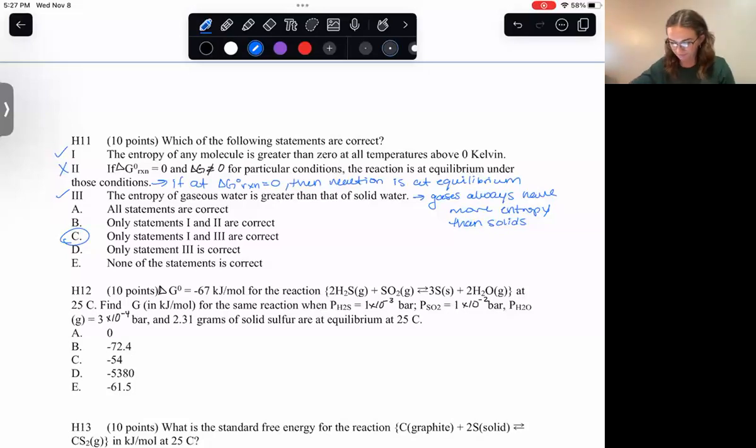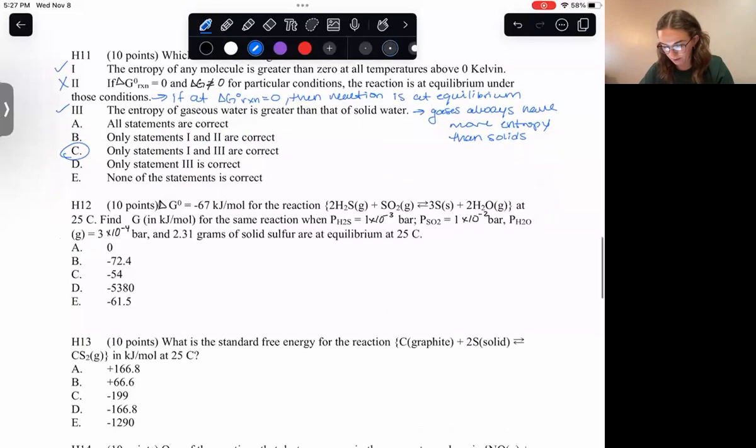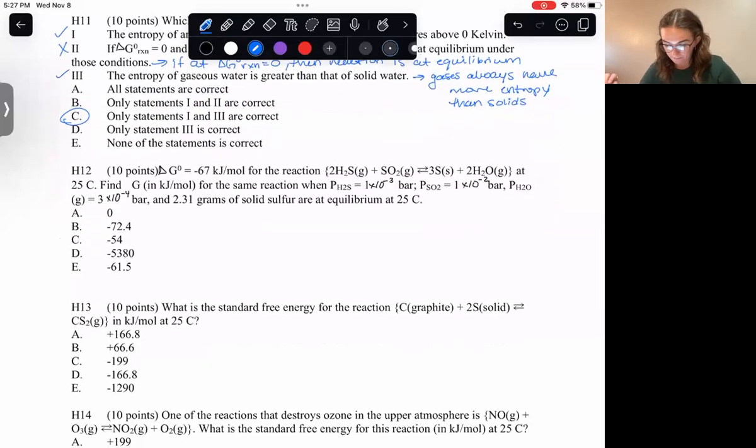Okay, lovely. Question 12. If delta G naught is equal to negative 67 kilojoules per mole for the reaction as follows, at 25 degrees Celsius, find delta G in kilojoules per mole for the same reaction when you have certain conditions at equilibrium. And you also have 2.31 grams of solid sulfur at equilibrium at 25 degrees Celsius.